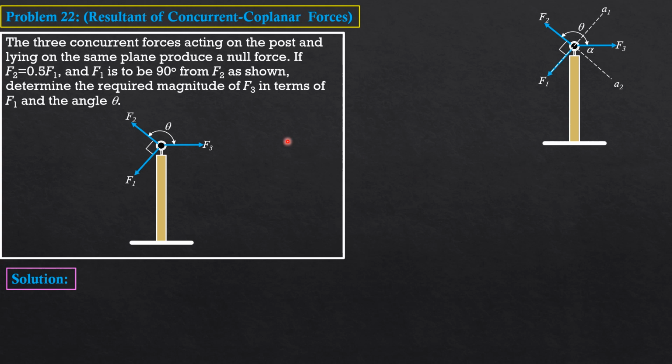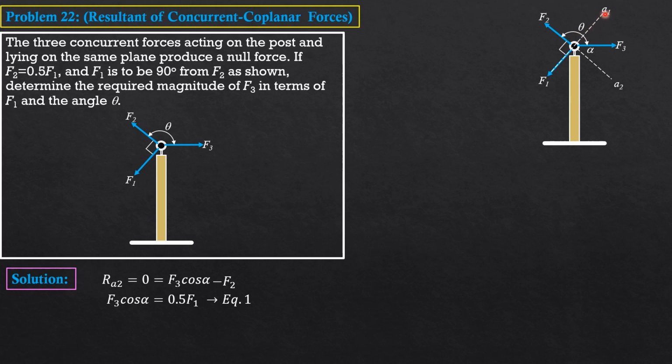So first, remember the resultant is 0. So it means the component of the resultant along A1 or along A2, or along any axis, is 0. So RA2 equals 0 equals the component of F3, which is positive, F3 cosine of alpha, then minus F2, where F2 is 0.5 of F1, equals 0. So F3 cosine alpha equals F2, and F2 is 0.5 of F1. And we will call that equation 1.